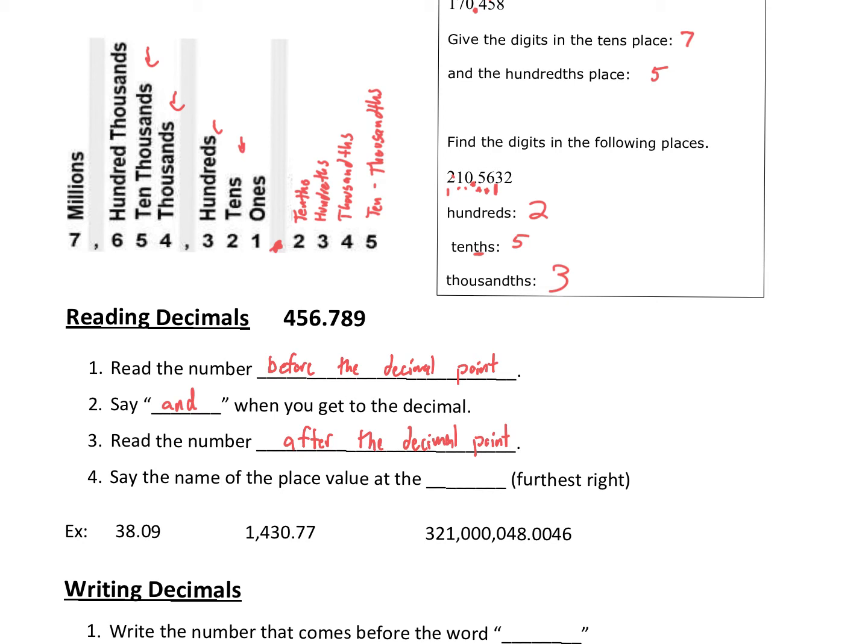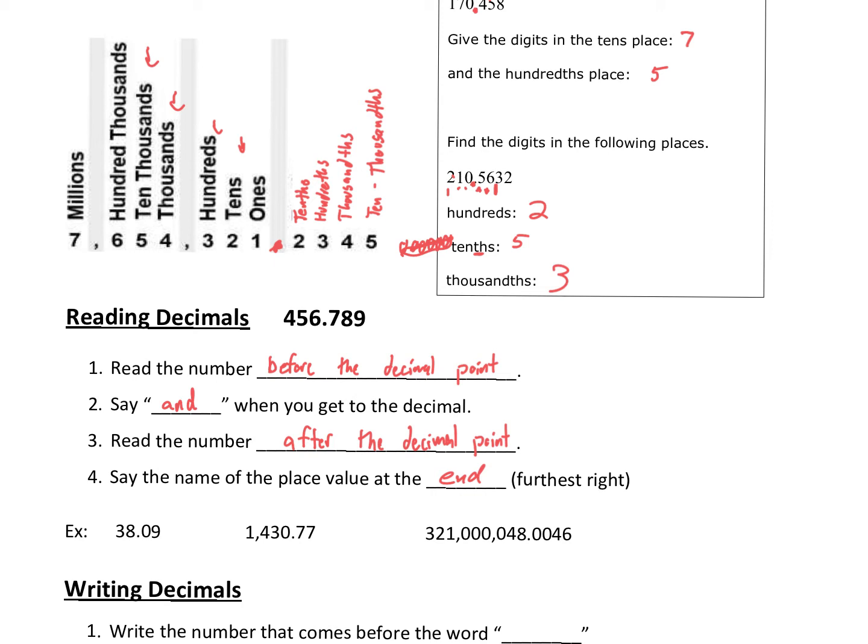Okay, here's kind of the tricky part. Say the number of the place value at the end, whatever is furthest to the right written. We could always go on and on forever with zeros on a number, but we're not going to do that here. Okay, so I've got some examples here.